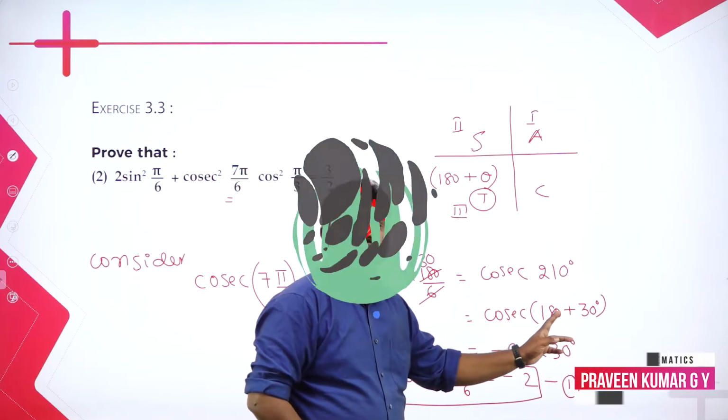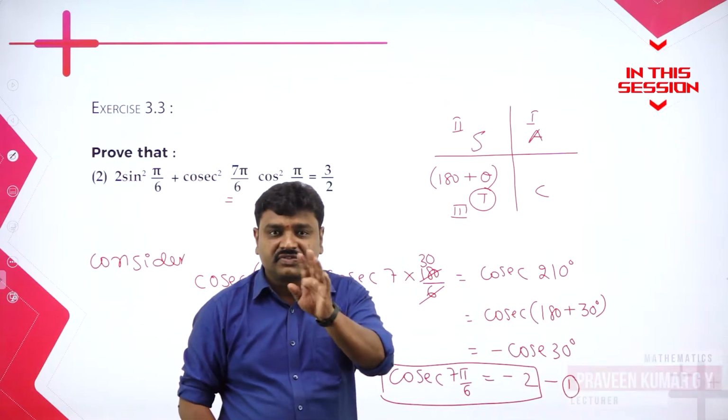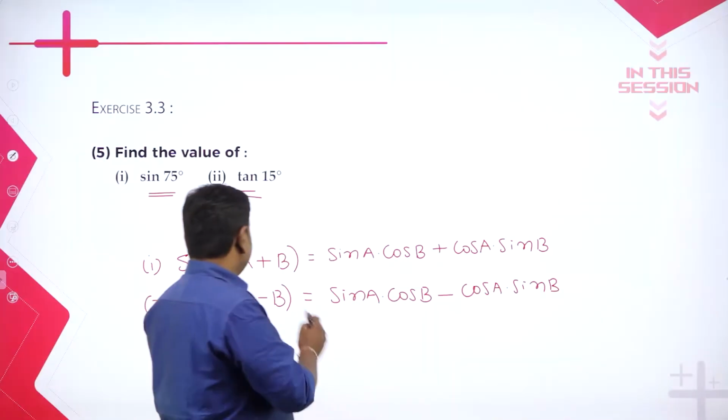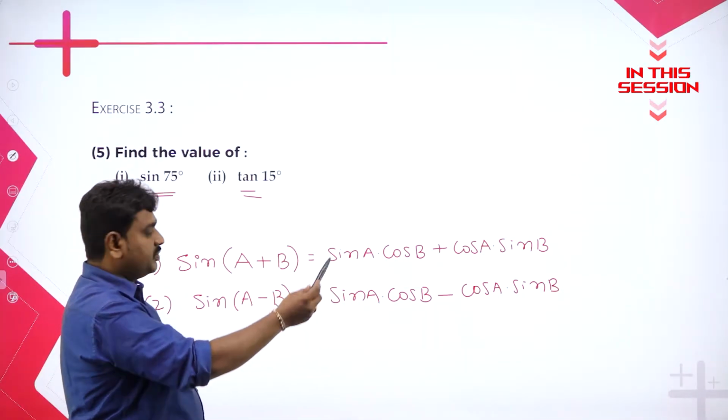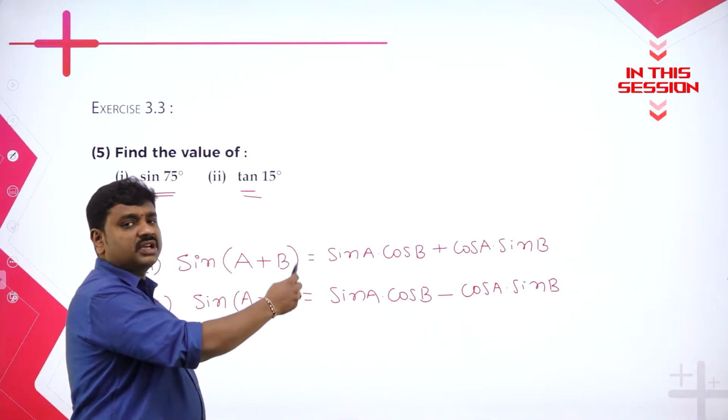Cosecant of 180 plus theta, you know, allied angle. For 180 and 360 the function does not change. So sin of a plus b is sin a cos b plus cos a sin b, and sin of a minus b is sin a cos b minus cos a sin b.